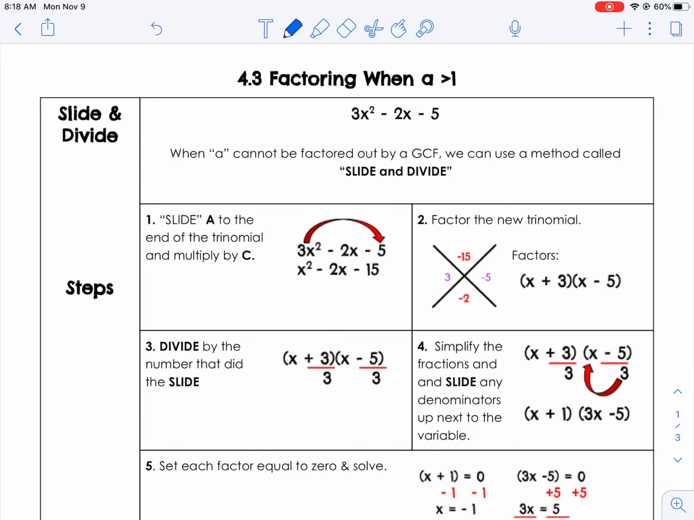Alright guys, this is 4.3, and we're going to be looking at factoring when our first term, or a term, is not 1, and also when it can't be factored out by a GCF. So if we have an a term of something that's not 1 and we can't factor out a GCF, we're going to use a method called slide and divide.